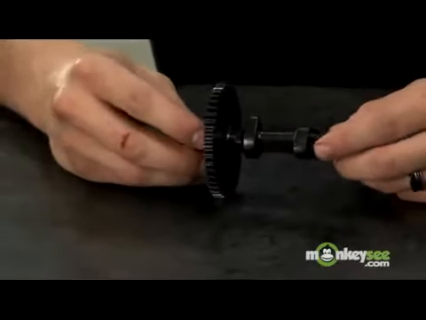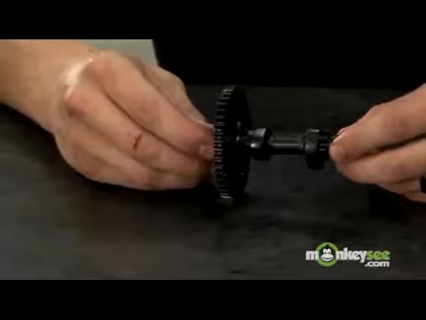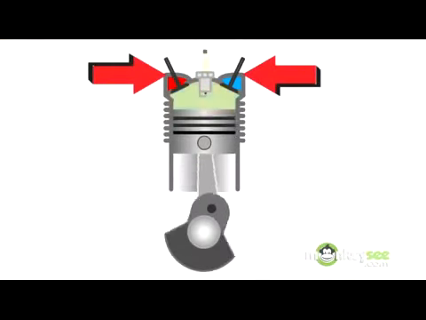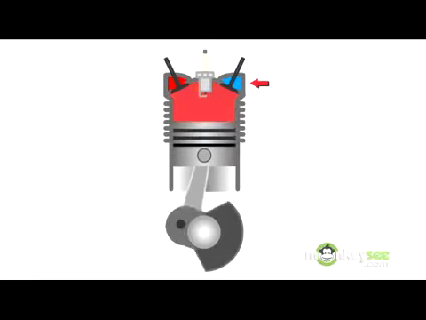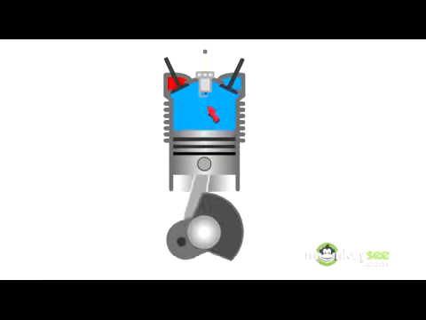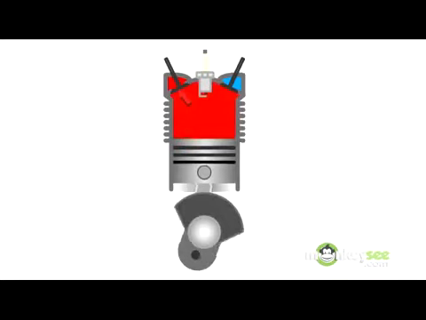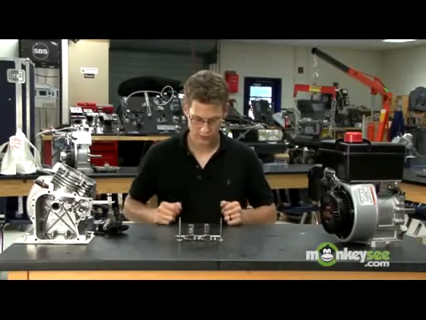These 2 lobes help lift the lifters, which in turn open and close the corresponding inlet valve and exhaust valve, which brings gas and air into the combustion chamber and pushes exhaust gases out of the combustion chamber. The final component of the mechanical system I'm going to illustrate is the valve system.